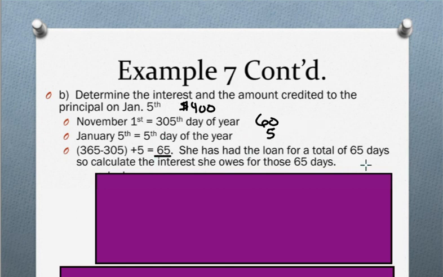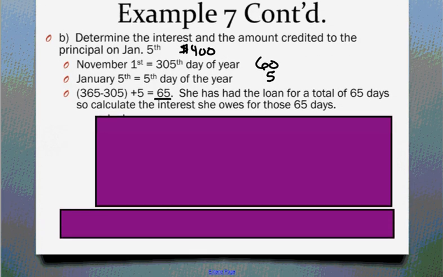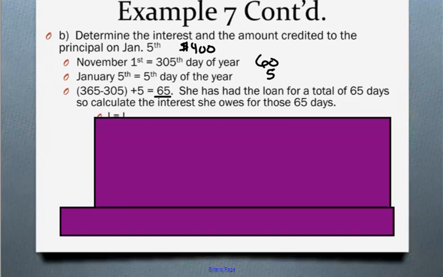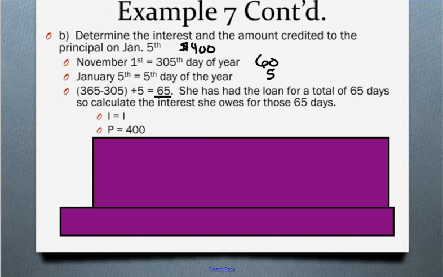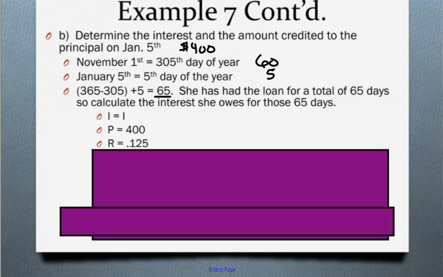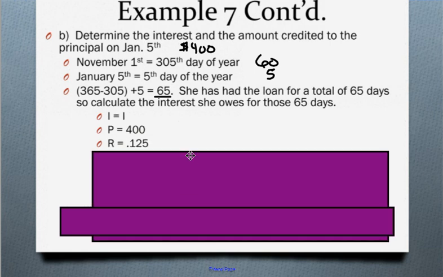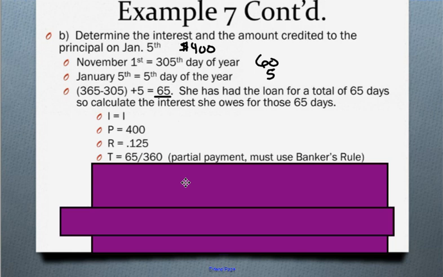She had the loan for 65 days before she made her first payment. Now she walks into the bank after 65 days and they're going to say, well, let's figure out the interest that you owe. That's what we want to know, how much interest happened. You borrowed $400. You have a 12.5% interest rate, and it's been 65 days. Now remember, the banks always put 360 on the bottom.